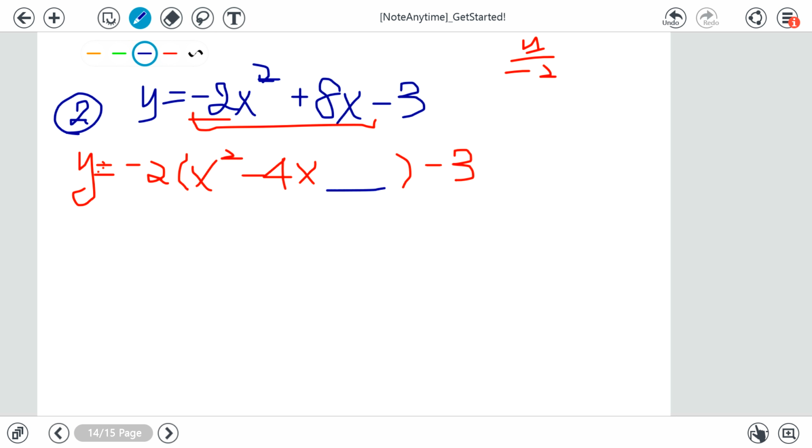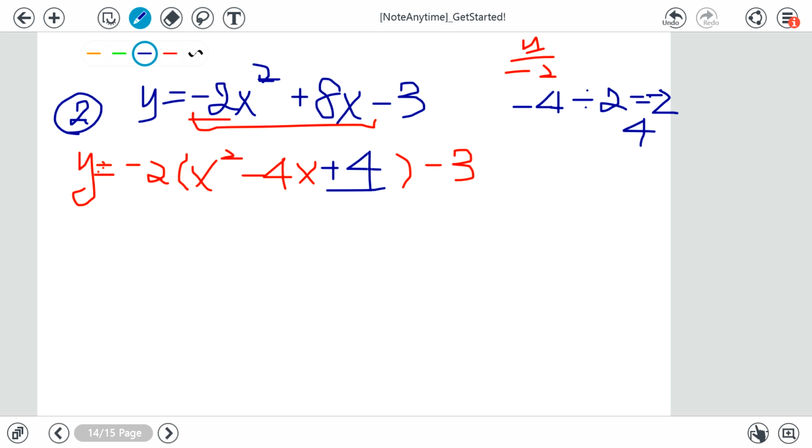Alright, now I'm going to complete the square here. As we usually would, divide the negative 4 by 2. We get negative 2. Square it, and we get positive 4. So I'm adding 4. Now let's kind of take a look at it. You gotta be a little bit careful here.